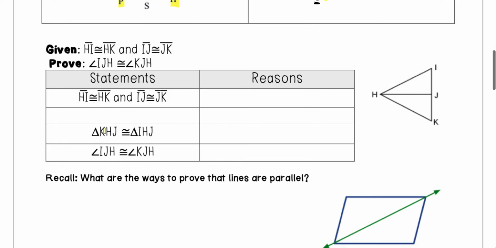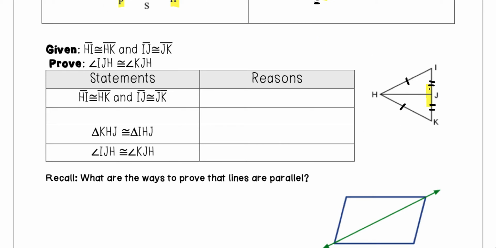So we're going to give this a try in this proof. It says that given the side HI is congruent to the side HK, and the side IJ is congruent to the side JK, then we need to prove that angle IJH is congruent to angle KJH. So those are those two yellow angles right there.